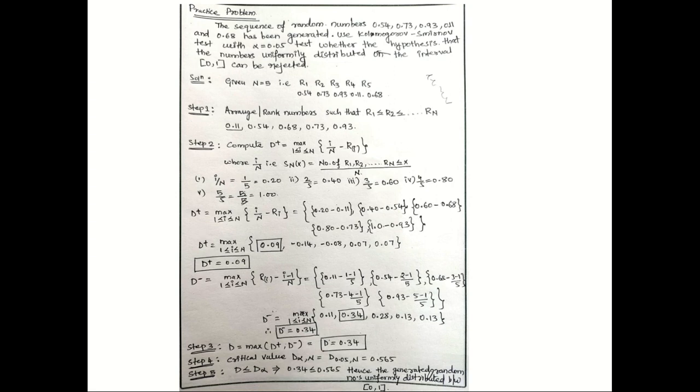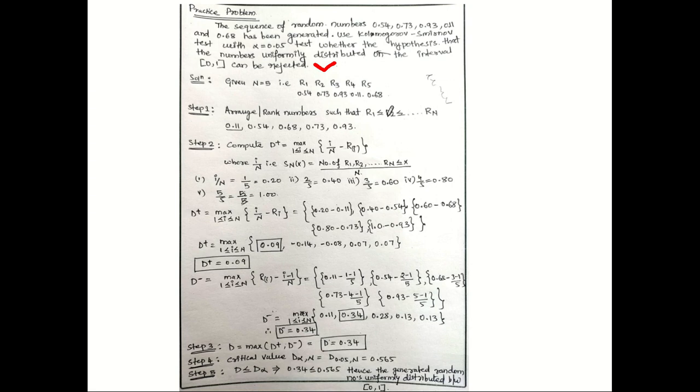So we will consider the second problem. The sequence of random numbers is given: 0.11, 0.68, and so on. Use KS test with alpha equal to 0.05. Test whether the hypothesis that the numbers are uniformly distributed on the interval 0, 1 can be rejected. So the first step is to arrange all the random numbers in ascending order.